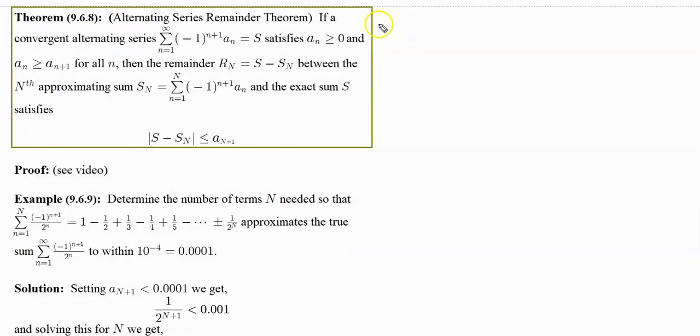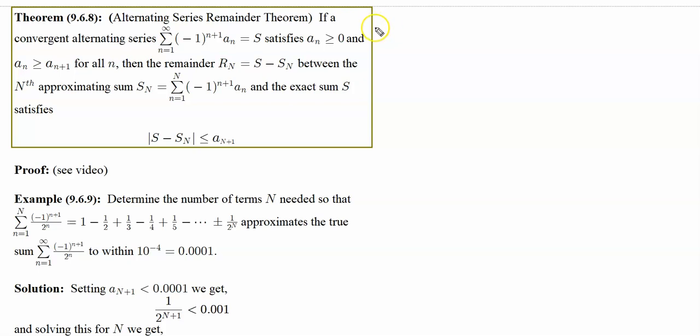Now here we want to take a look at the alternating series remainder theorem. If you think back to the previous examples we've just done where we used the alternating series test to determine convergence or divergence, we never actually found what the series were equal to. We only determined if they converged or diverged.